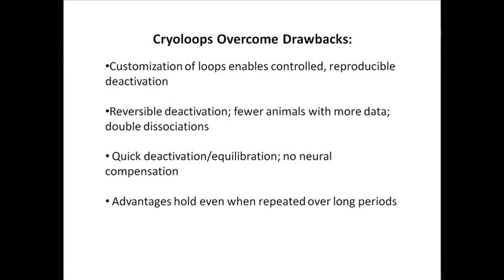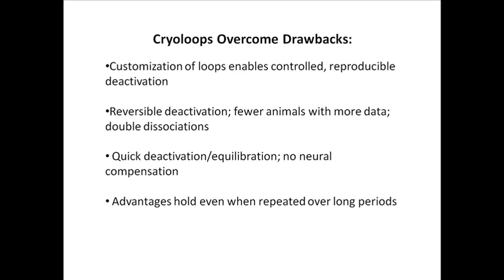Using cryoloops overcomes many of the drawbacks of using lesions to deactivate the cortex. Because the loops can be designed to fit with a certain section of the cortex, specifically selected regions of tissue can be reversibly deactivated in a controlled and reproducible way. Control and experimental data can be gathered with the same animal since the deactivation is reversible, thus reducing the number of animals needed and increasing sensitivity by enabling double dissociations.